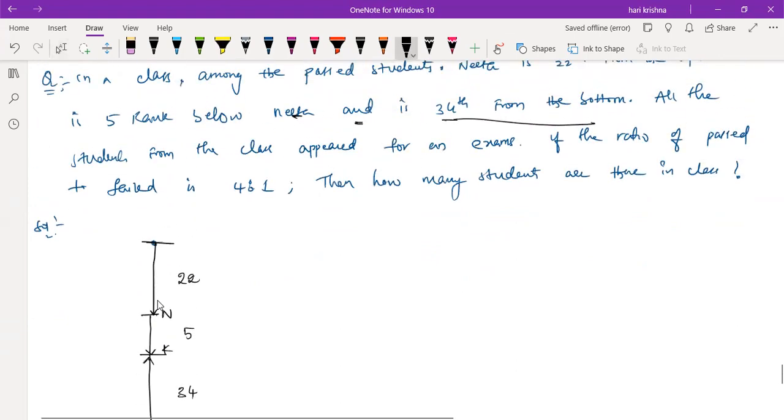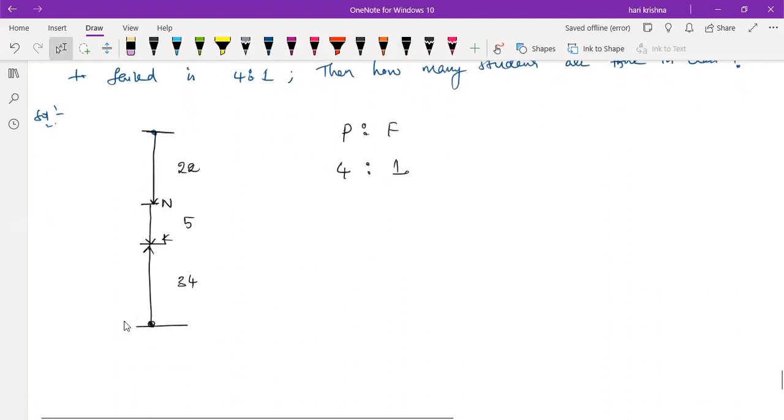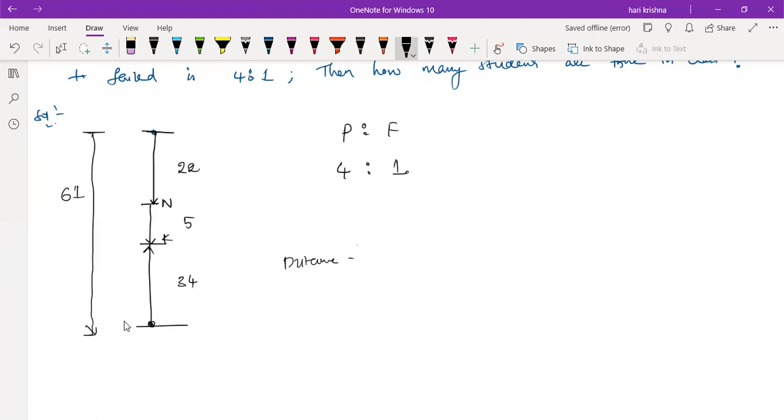If all the students participated in the exam, the ratio of passed to failed students is 4:1. But first find out how many students are there in this, from top to bottom. What is the distance? Distance is 61, so people would be 60. That means people will be distance minus 1.